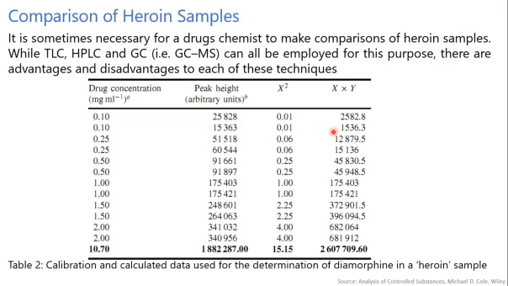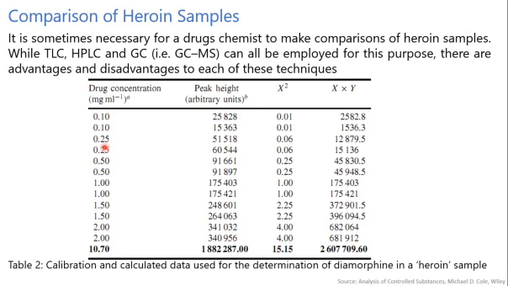Then the next one is the comparison of the heroin samples. It is sometimes necessary for the drug chemist to make a comparison of heroin samples, and TLC, HPLC, and GC, such as GC-MS, can be employed for the purpose. There are advantages and disadvantages to each of these techniques. So this is calibration table number 2, showing the calibration and calculated data used for the determination of diamorphine in the heroin sample.